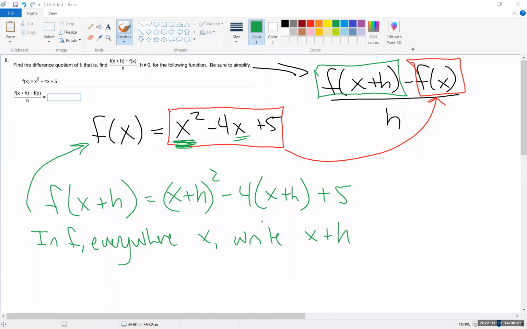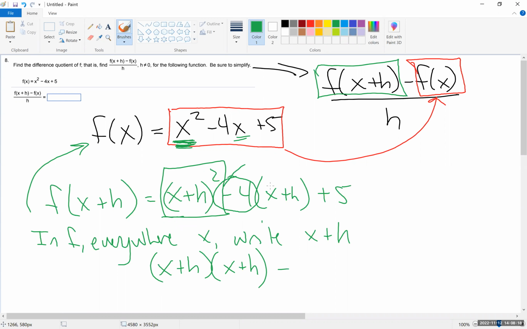All right, so what we need to do is simplify this. We need to ask ourselves, what is x plus h squared? x plus h squared is x plus h times x plus h. And then minus, well, negative 4 times x is negative 4x, negative 4 times h is negative 4h, and then we have plus 5.